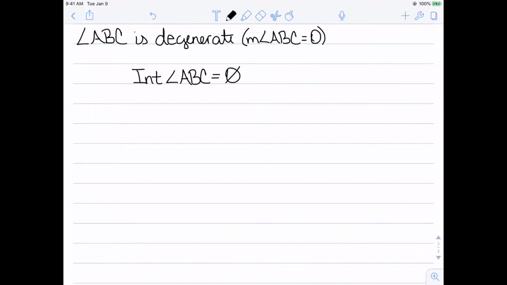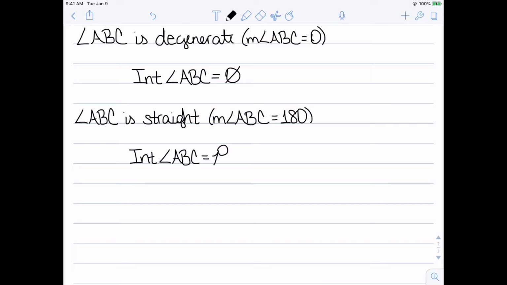My definition of interior did assume that I had a non-degenerate, non-straight angle, so let's talk about what happens in those cases. If angle ABC is degenerate, which as a reminder means the measure of angle ABC is equal to 0, then the interior is just the empty set. On the other hand, if angle ABC is straight, which means that the measure is 180 degrees, then the interior is actually the whole plane. It's both sides.